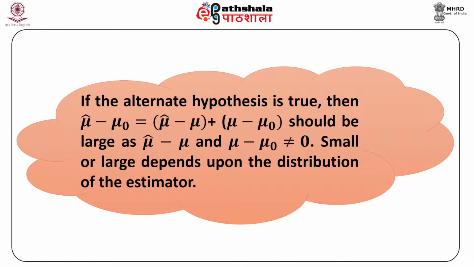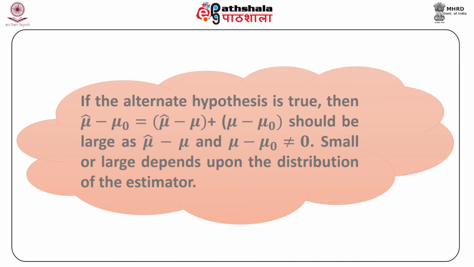If the alternate hypothesis is true, then mu hat minus mu 0 is equal to mu hat minus mu plus mu minus mu 0, and it should be large, as mu hat minus mu and mu minus mu 0 are not equal to 0. So small or large depends upon the distribution of the estimator. Basically we are looking at the distribution of the parameter under the null hypothesis and under the alternative hypothesis. That is the underlying logic behind this explanation.